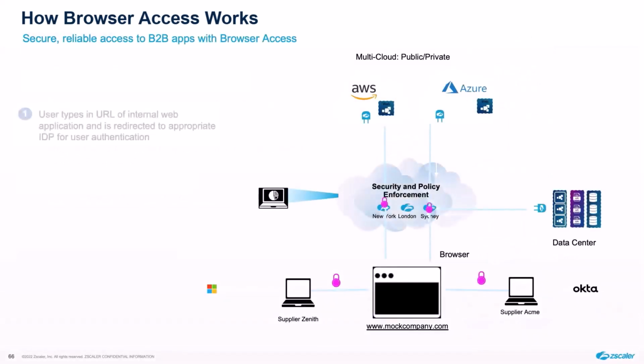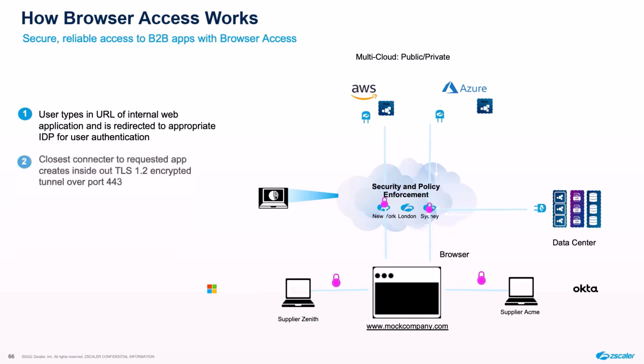The user types in the URL of that application, which hits the Zero Trust Exchange, and they're redirected to your SAML IDP for authentication. The user authenticates against the SAML IDP and is redirected back to the Zero Trust Exchange. We consume that and the user then gets a TLS connection to the Zero Trust Exchange. We identify the application in the data center or infrastructure as a service behind the app connector, and the app connector establishes its connection over TLS to the cloud. And the cloud then stitches those two connections together to provide the user connectivity through the Zero Trust Exchange to the application using the browser.